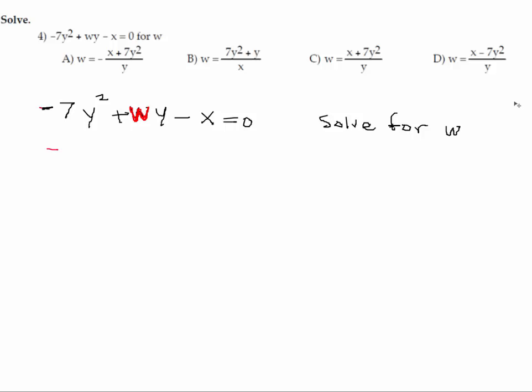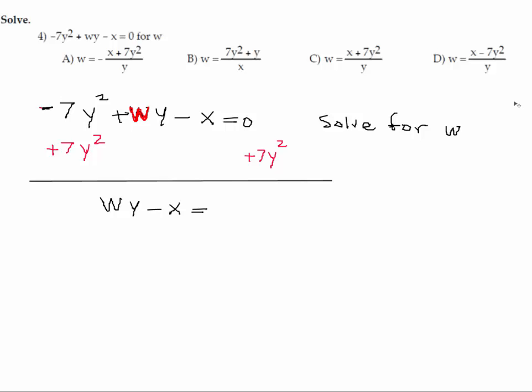Very good. So I can eliminate this term here. I don't need this term on the left-hand side. So if I add 7y squared to both sides of the equation, I would get wy minus x on the left-hand side, and on the right-hand side I get 7y squared, moving that negative 7y squared from left to right this way. Very good. What would be the next step, anyone?